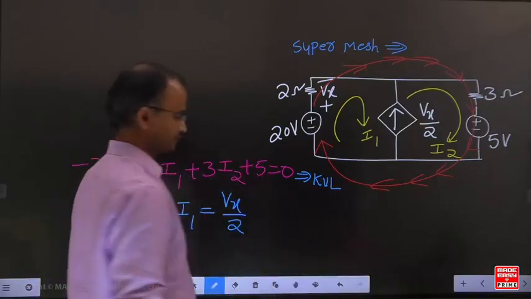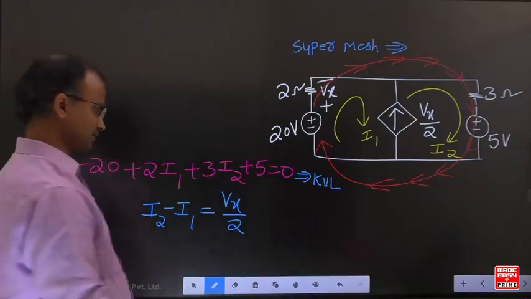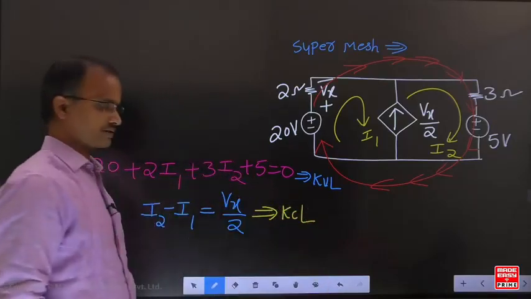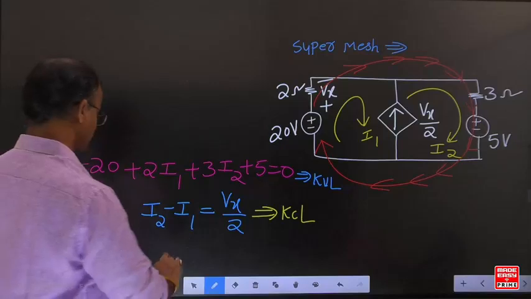Now we got a current relation. What do we call this current relation here? KCL. Next, let us come to Vx.